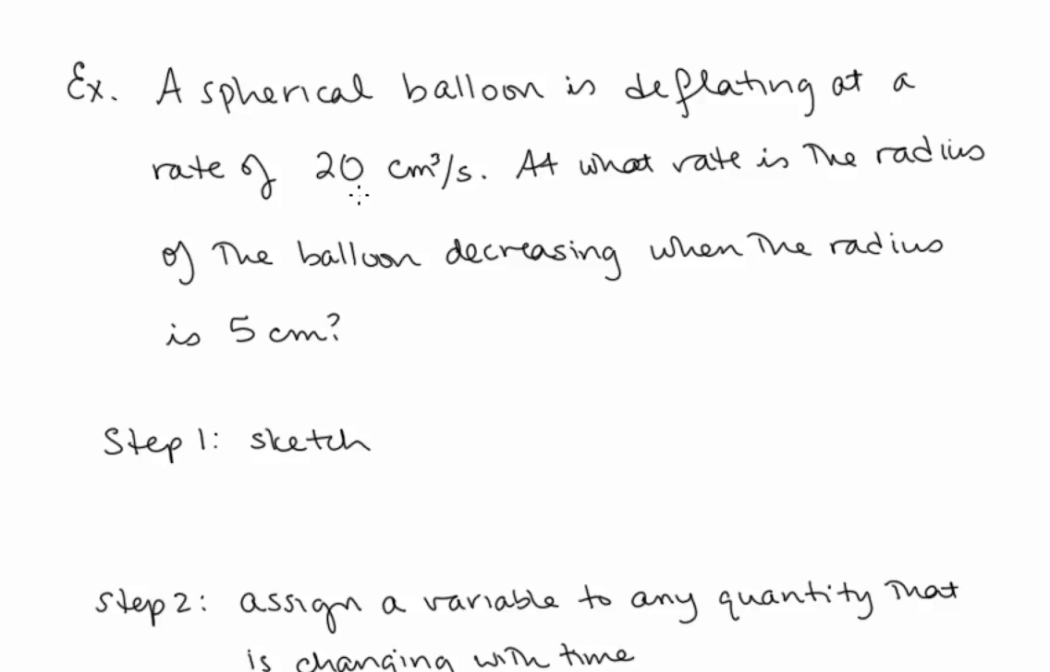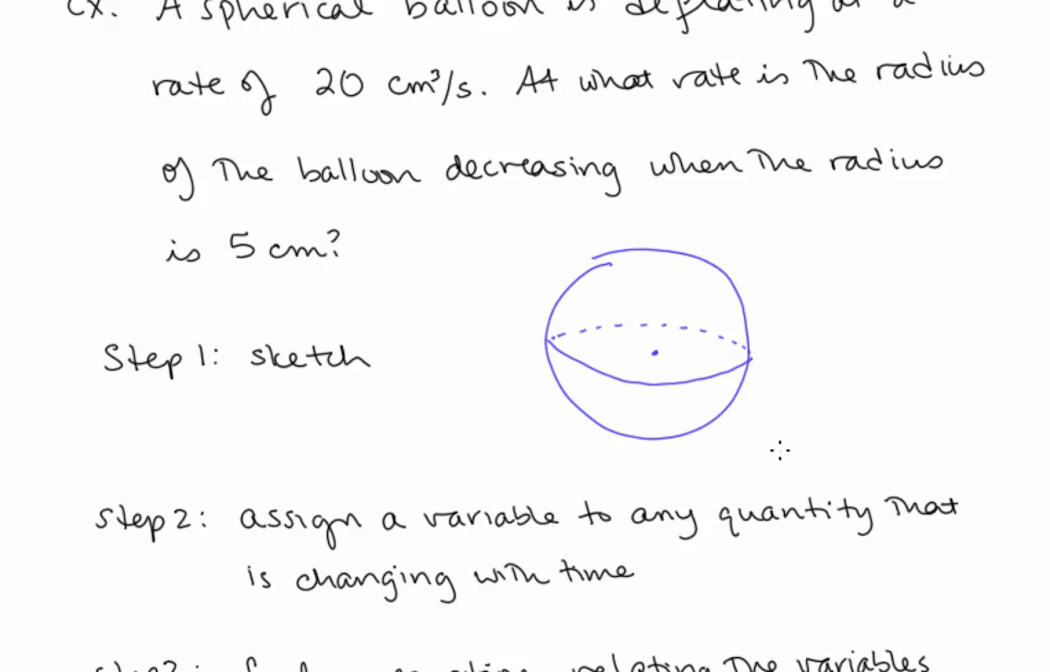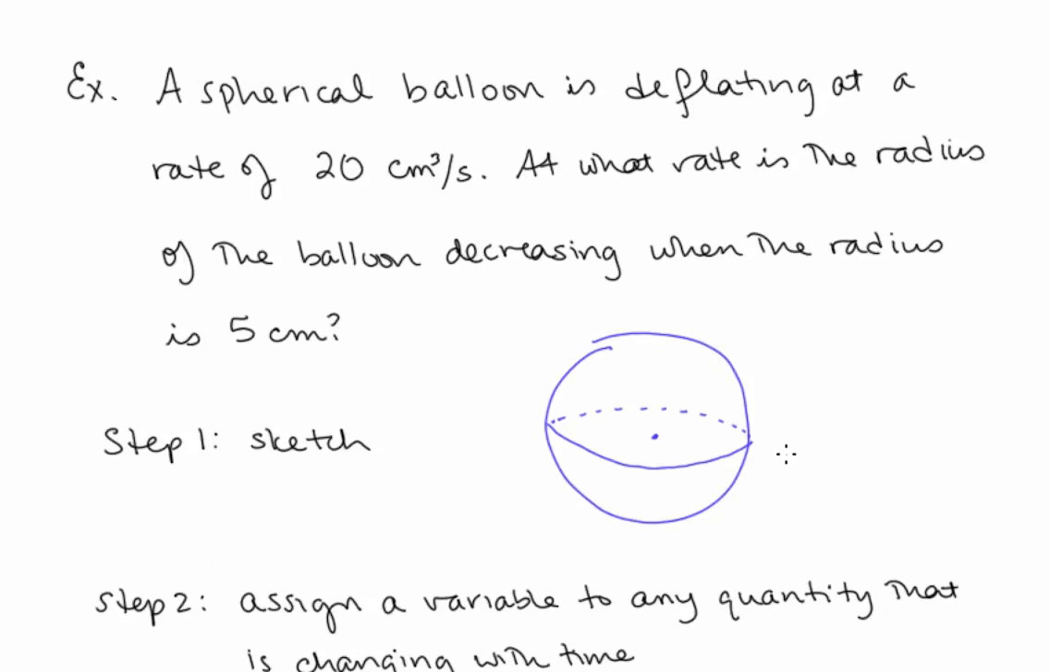So the first thing that we want to do in a related rate problem is to sketch if we can. So here we're talking about a sphere, so let's sketch a sphere. And step 2 is assign a variable to any quantity that is changing with time. Now we know that the radius is changing with time and the volume is changing with time. So let's identify the radius and we'll call that r. And we'll let v be the volume of the sphere.